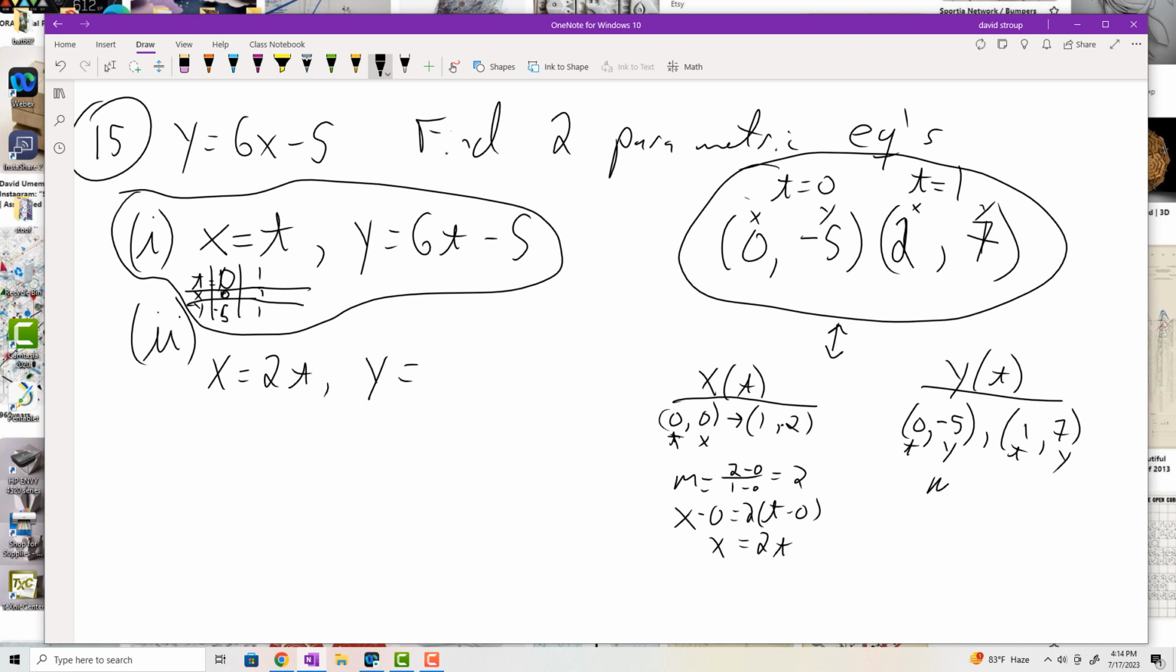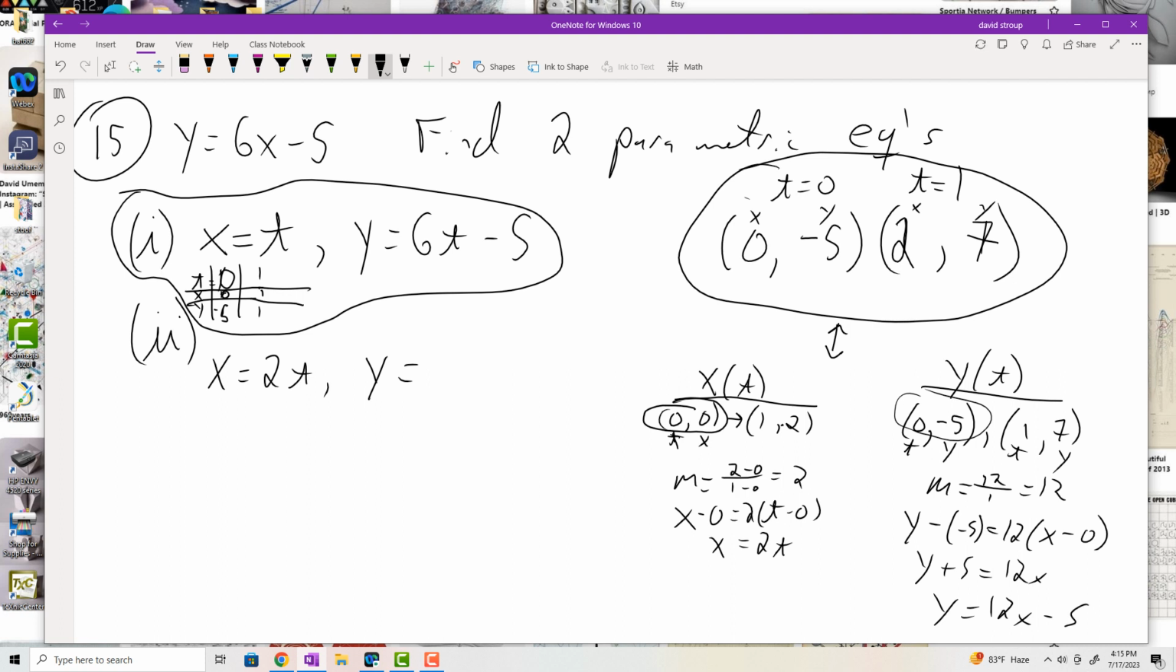Okay, and then again, you could get a slope for this. 7 minus -5, of course, is 12, all over 1 minus 0, which is 1. And so I'll have y minus the -5. I'm just using this first ordered pair, like in the first example on the left, where I used 0, 0 as my first ordered pair. And that will equal 12 times x minus 0. Okay, so you get y plus 5 equals 12x, and then y equals 12x minus 5. Well, sorry, we have the variable t, not x.